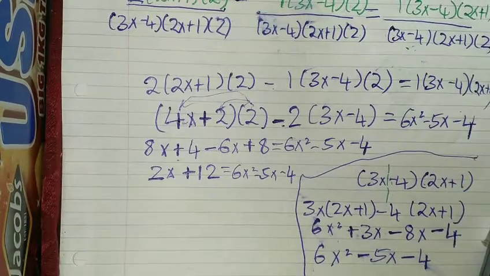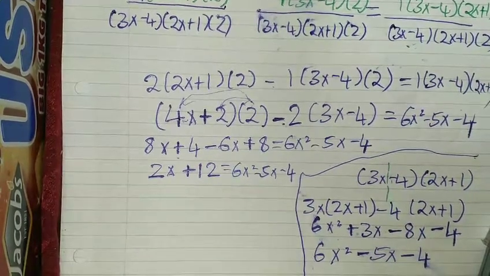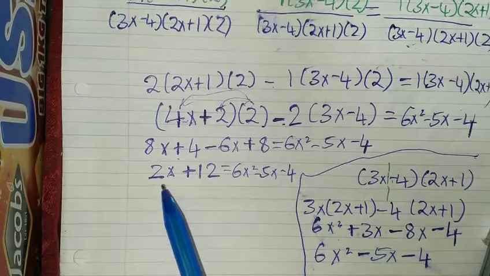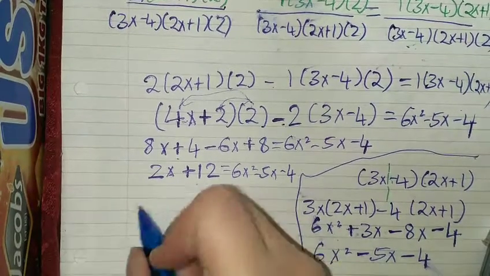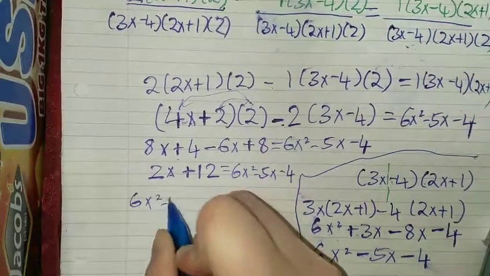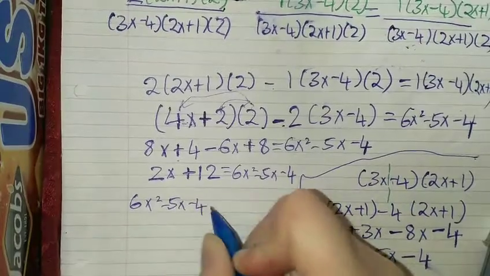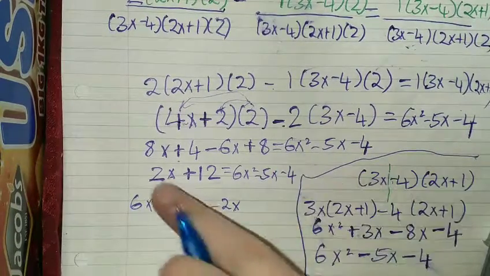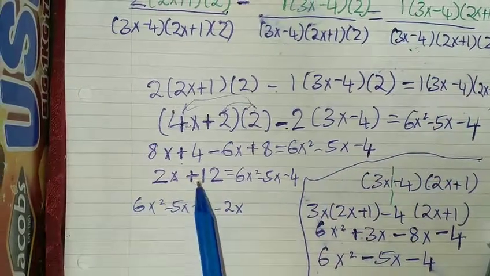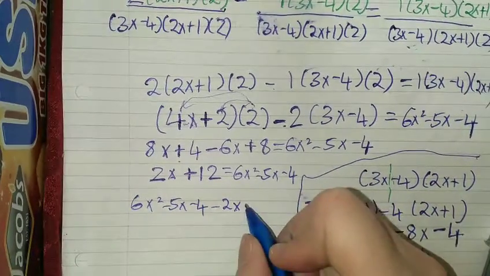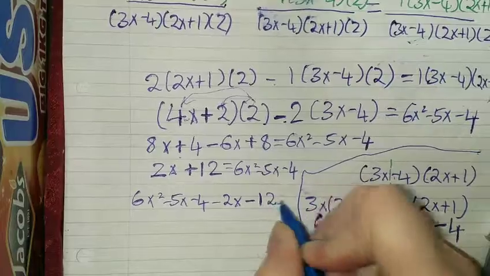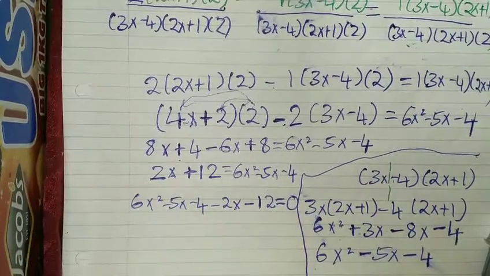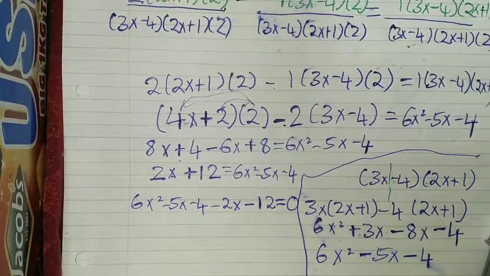So now I'm going to try to get everything on the same side because it looks like I'm going to have a quadratic. So I'm going to subtract 2 from both sides. So I'll have 6x squared minus 5x minus 4 minus 2. And I'll subtract 2x from both sides. And I might also subtract 12 from both sides. So then they cancel as well. There won't be any left on this side. So now I have everything onto the one side.